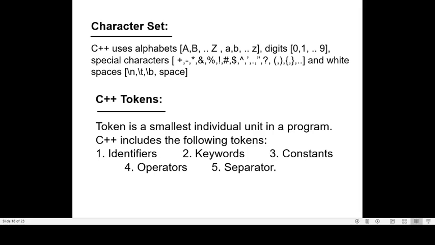And C++ tokens. A token is the smallest individual unit in a program. Without tokens, you are not able to write a C++ program. The tokens are identifiers, keywords, constants, operators, separators.